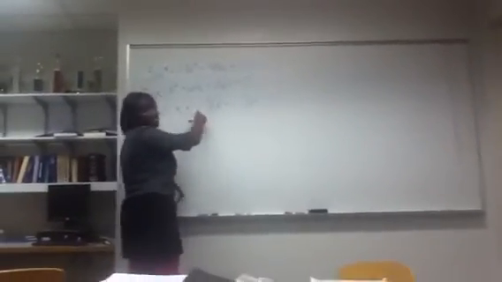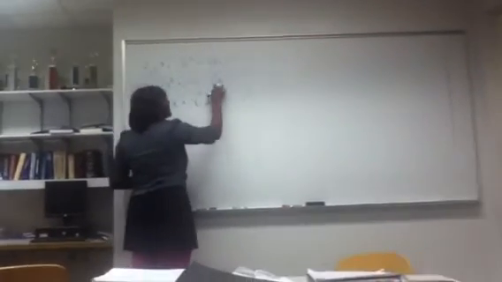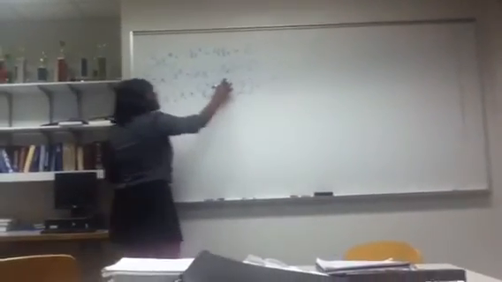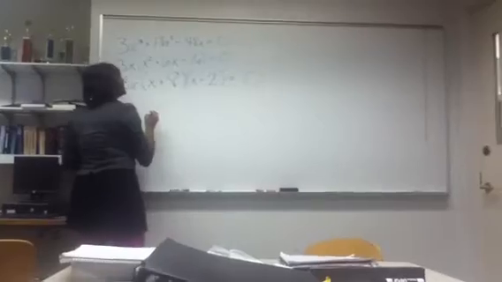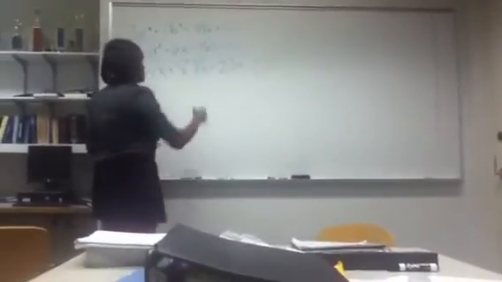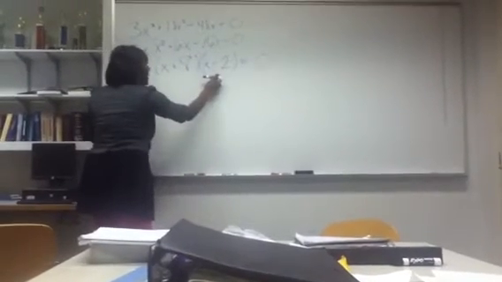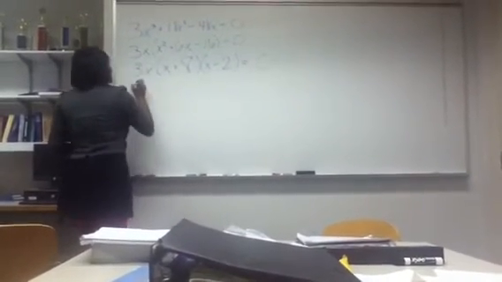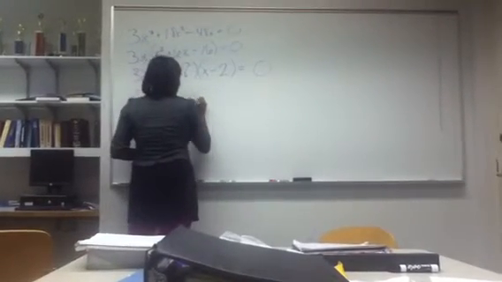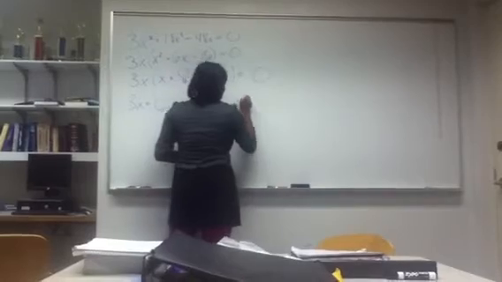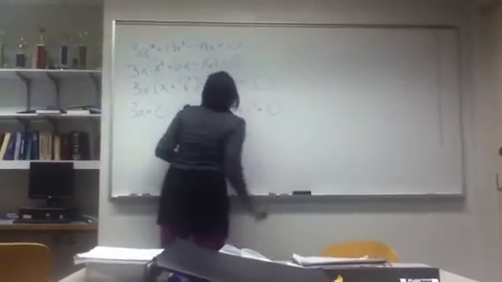You can have a positive 8 because this has to be positive, and a negative 2 here, because 8 and negative 2 multiply to negative 16, and a positive 8 and a negative 2 give you positive 6. So when you do this, to find the x values, you set each term equal to 0. So 3x equals 0, x plus 8 equals 0, and x minus 2 equals 0.